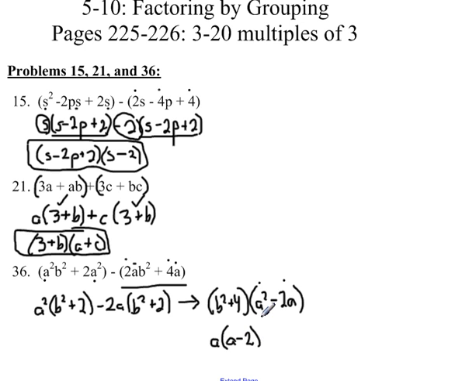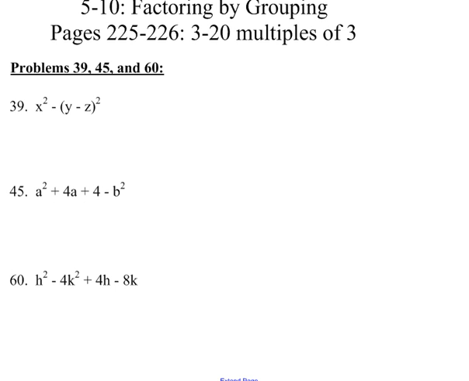I turn that around since I was pulling out a monomial. And then don't forget to put your b squared plus 4 back in there. So you have 3 parts of that answer as it gets a little bit longer. And so there's your first 6, and moving on to the last 3 I'm going to do, 39, 45, and 60.